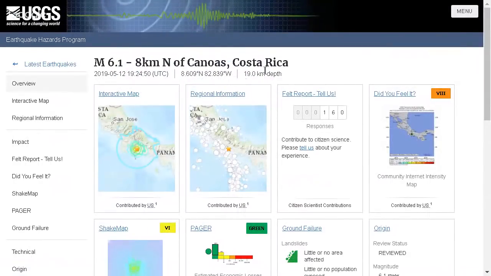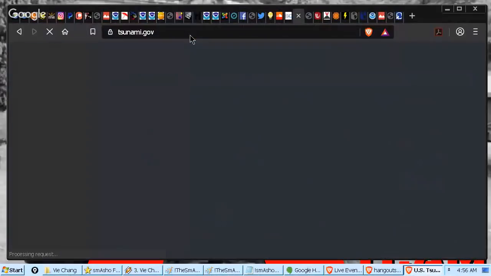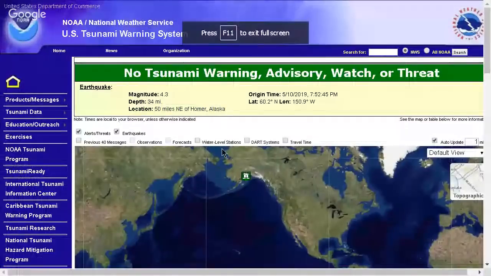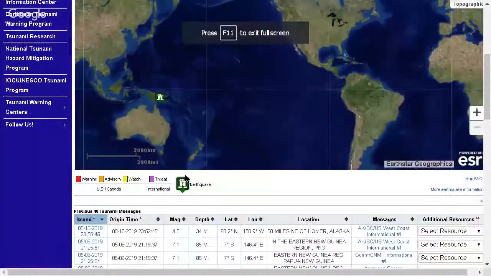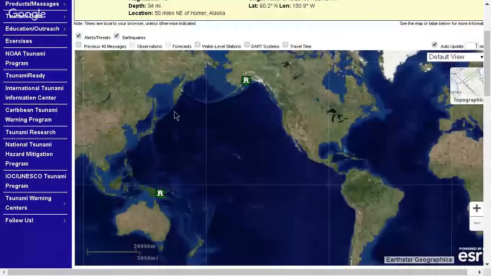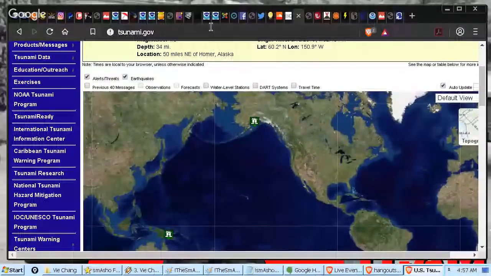And let's just check tsunami.gov, as you can have a land-based tsunami in theory. That should all be fine. What do we see there? A 7.1. Oh, that's old. Okay.